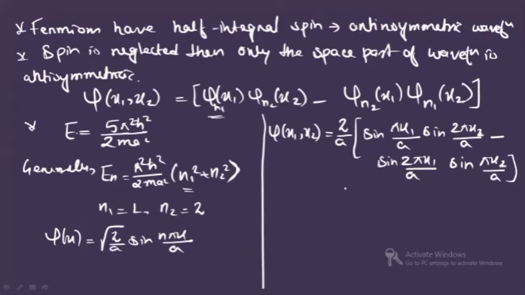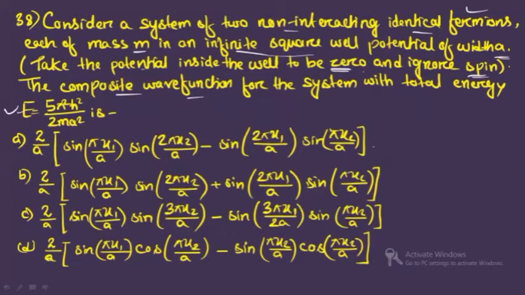Clear? So this is the composite wave function, 2 by a sine pi x1 by a sine 2 pi x2 by a minus sine 2 pi x1 by a sine pi x2 by a. So if you see here, the correct option is what? You were having 2 by a, right? Sine pi x1 by a sine 2 pi x2 by a minus sine 2 pi x1 by a sine pi x2 by a. So the correct option is option A.